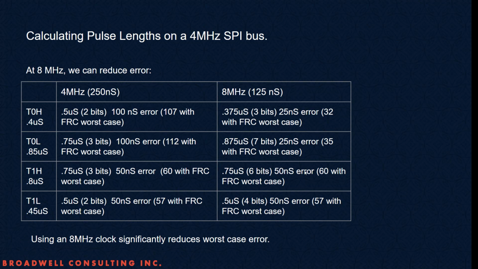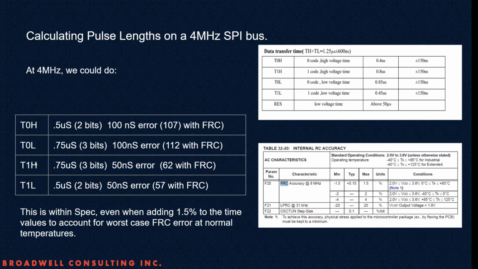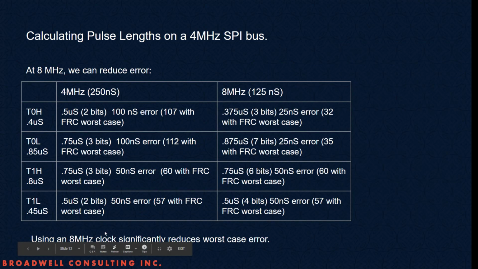So you can see our worst case error on this is 60 nanoseconds compared to the desirable, whereas when we were using the 4 megahertz SPI clock, we were at 112. Using an 8 megahertz clock significantly reduces the worst case error. This feels like the right thing to do to me. So we're going to set up our Microchip PIC to use the 32 megahertz clock fed through the reference output that's then fed to the M clock input on the SPI bus.